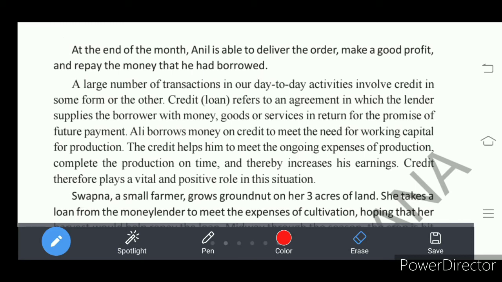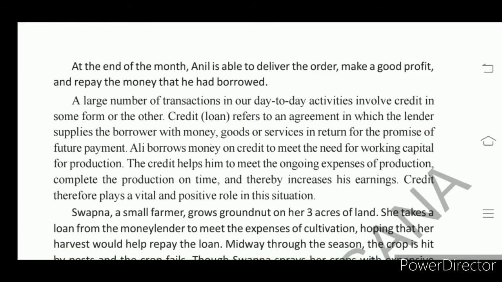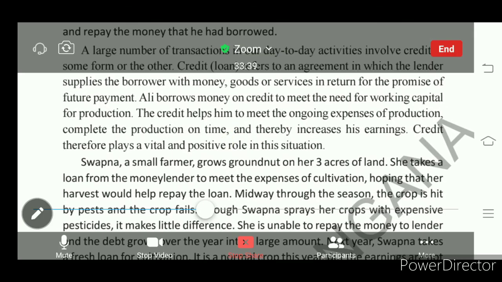Okay, when a business is started by taking credit, it may lead to profit or may not lead to profit, it may lead to loss also. So in the Anil example, we have seen that the credit played a very important and positive role, in the sense it benefited Anil to earn a profit, right? So what we see here, Anil succeeded. So credit played a positive role.